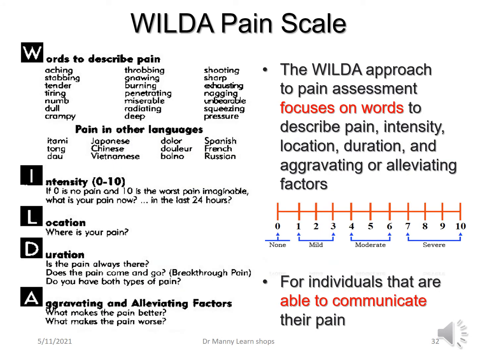Then you've got pain scales, and I've just chosen these here. You've got the WILDA pain scale, and the WILDA pain scale basically is an approach that focuses on words to describe pain, intensity, location, duration, aggravating and alleviating factors. Words, W. Can you describe your pain? I, intensity. Well, how bad is it? And this is where you'll use a numerical scale, which you can see in the picture. 0 being no pain at all, 10 being the worst possible pain that they could possibly ever experience in their life. Location, where is it?